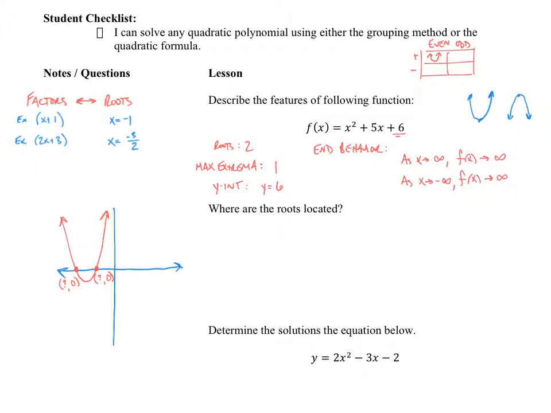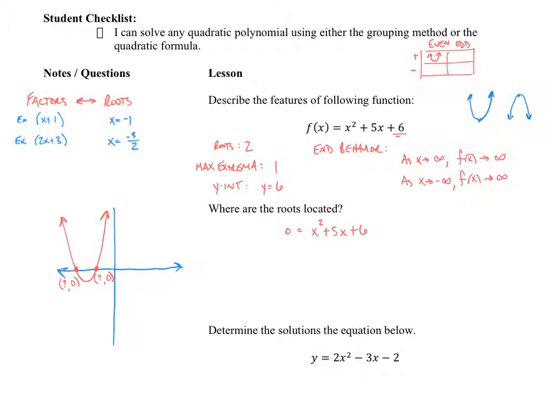So what we'll do is we'll set this thing equal to 0. Instead of writing f of x, we'll write 0 equals x squared plus 5x plus 6. Because we're trying to figure out what x values make this function have a y-coordinate of 0. And so what we want to do now is try to solve this thing.